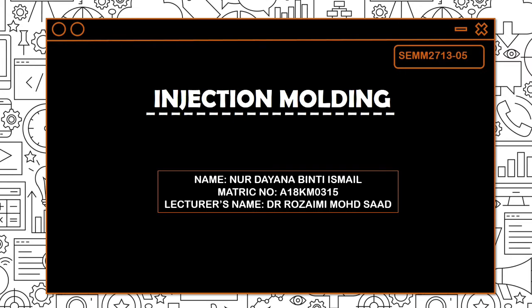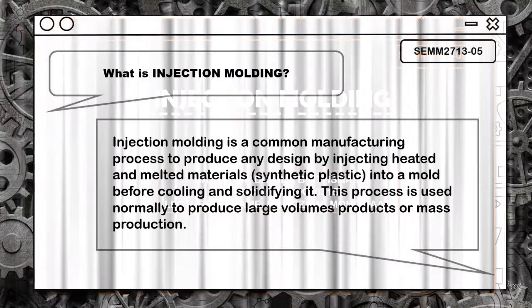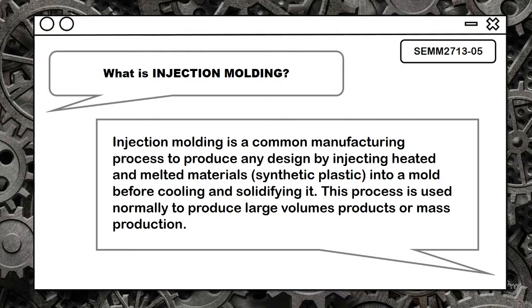Today, I will talk about injection molding. So guys, what is injection molding? Injection molding is a process used by many manufacturing industries in order to produce large quantities, known as mass production. Basically, this process is designed by injecting heated and melted materials into a mold before it forms its desired shape.